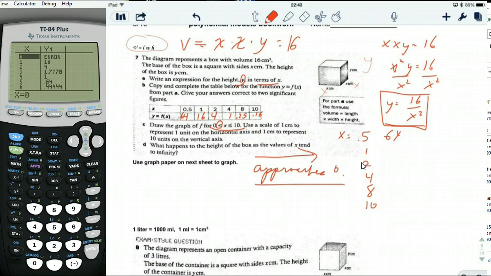So that happens to y, y approaches 0, right? Because the height of the box is y. So as x gets to be a big number, y approaches 0.